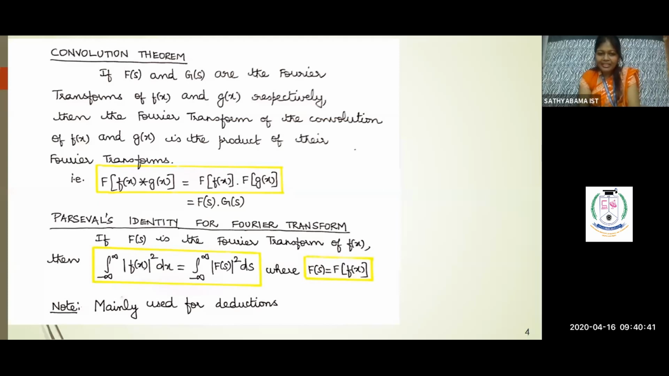Okay, please remember this. Now this is Parseval's identity. And why do we have minus infinity to plus infinity? f of x is defined in that region. f of x is defined in minus infinity to plus infinity. That's why we have that interval here.